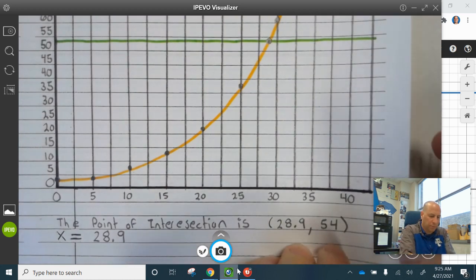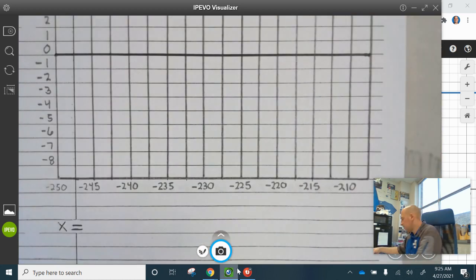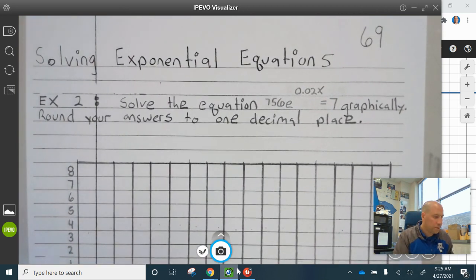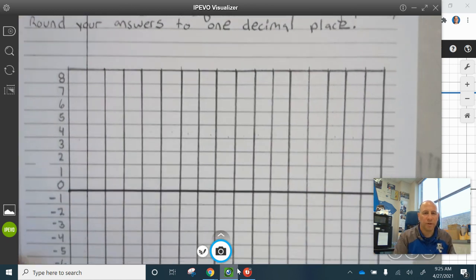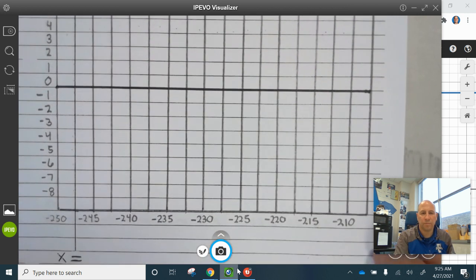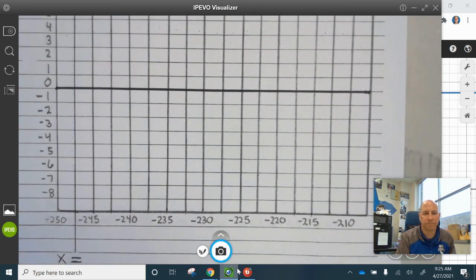All right, now example 1 is finished. Let's take a look at example 2. Okay, solve the equation 756e to the 0.02x equals 7 graphically, rounding it to 1 decimal place. All right, so first, let me give you a second to draw your graph.